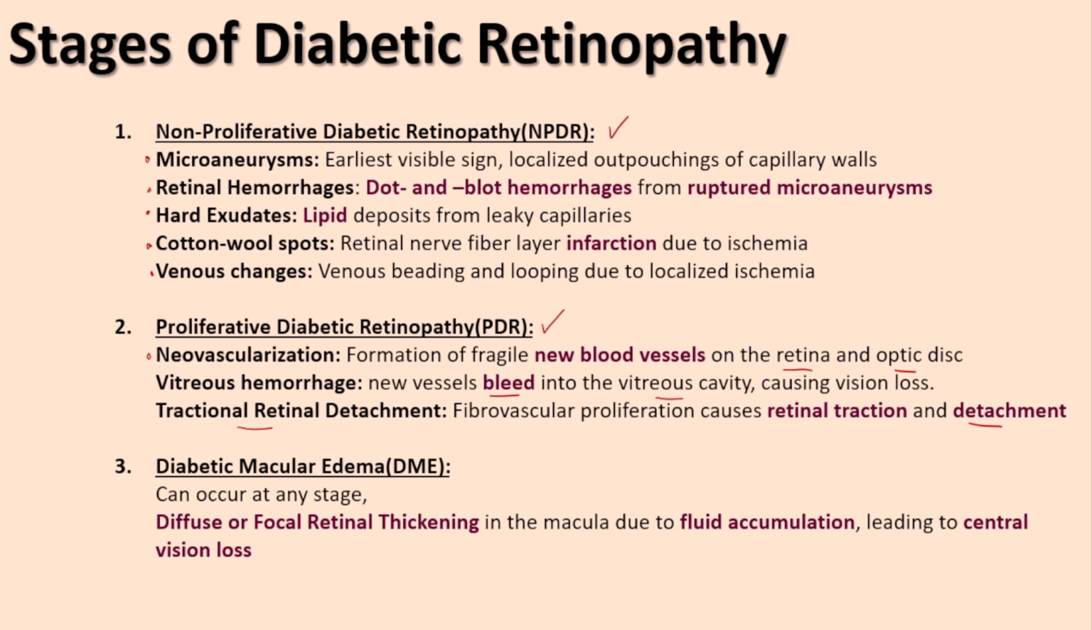The second stage, which can occur at any stage, is diabetic macular edema. Here, first of all, we can have edema. This edema can happen in any part of the retina, so we can have diffuse or focal retinal thickening. This is due to fluid accumulation, and this can cause central vision loss.